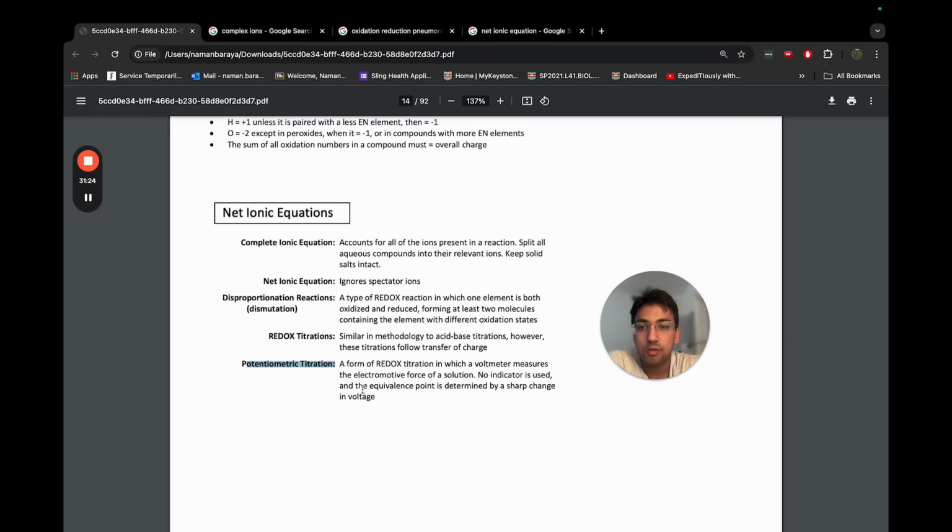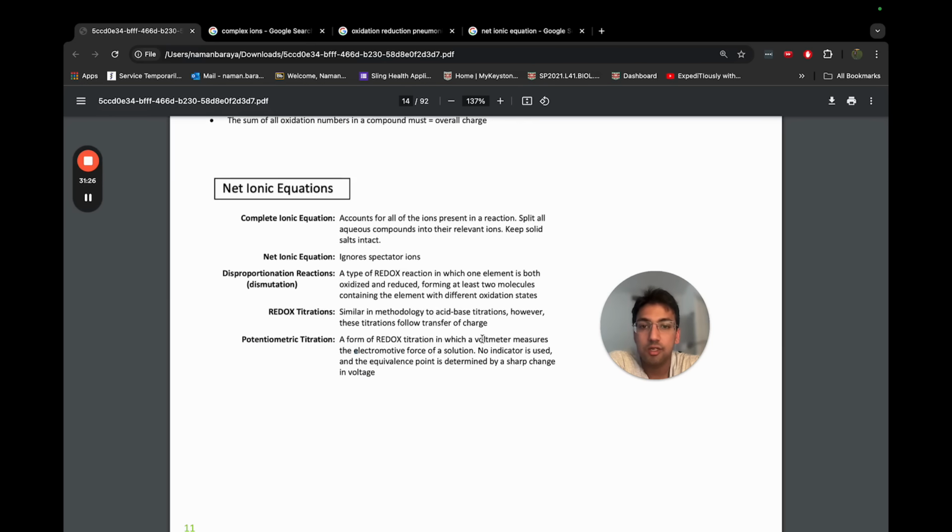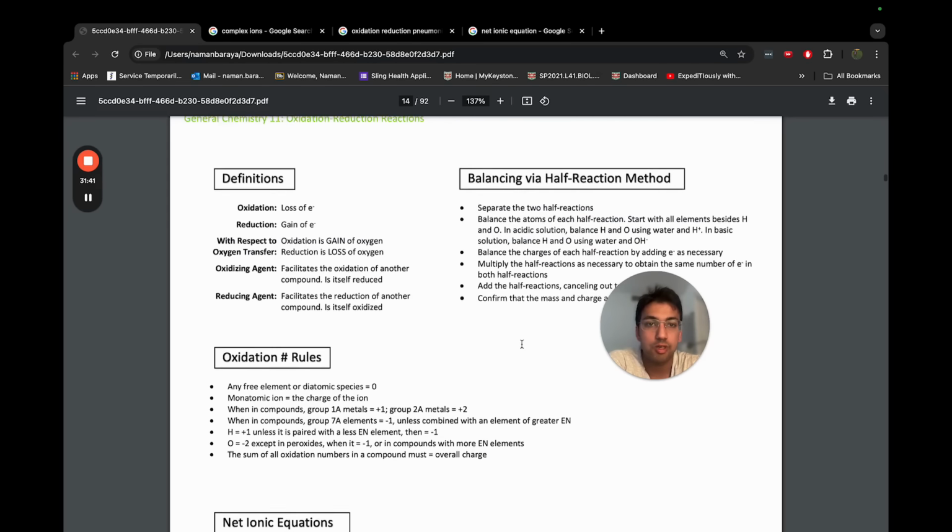Then we have potentiometric titration. Again, not too high yield, but you just use the voltmeter to measure the electromotive force of a solution. Instead of using an indicator, you use the equivalence point, but here it's determined by the change in voltage rather than using an indicator or measuring pH.